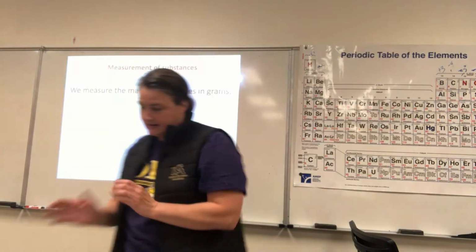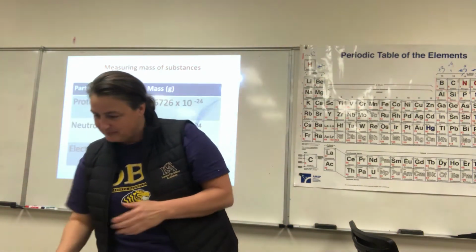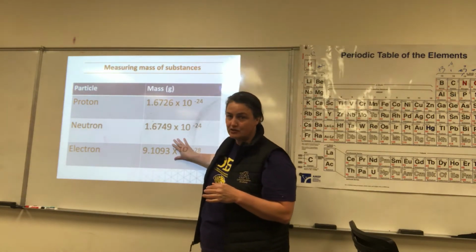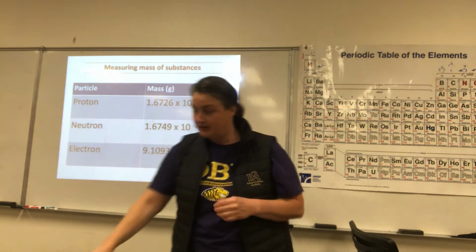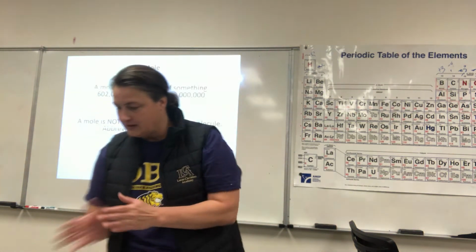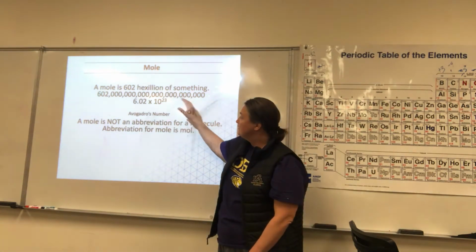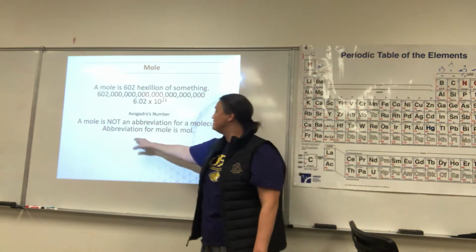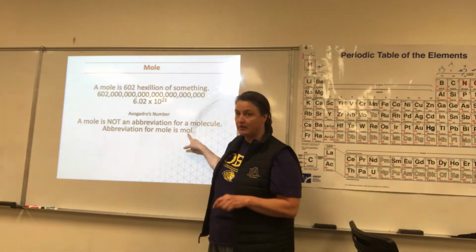We measure mass of a substance in grams. And we've already identified that the protons, the neutrons, the electrons are in grams. We know the measurement in grams, it's just too tiny. So we're going to use the mole. The mole is 602 hexillion of something. And the abbreviation for mole, I don't know if you've learned this or not, is MOL.